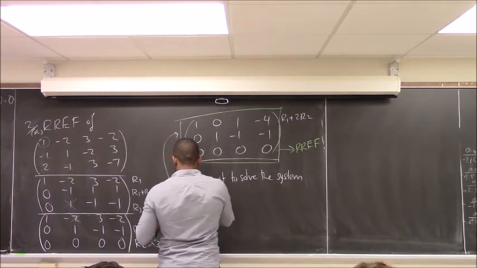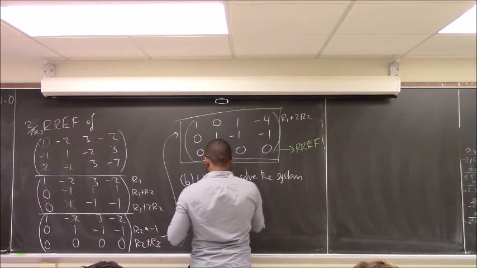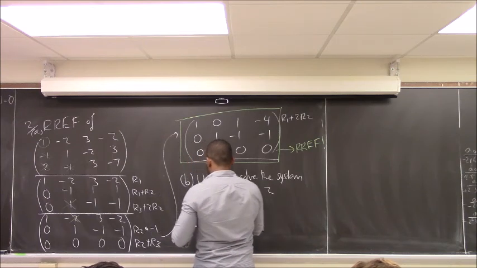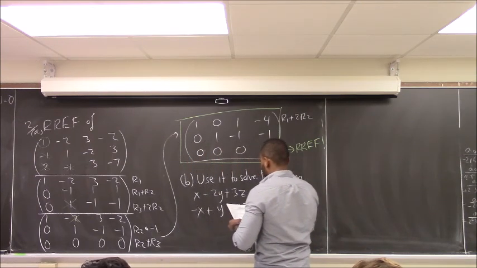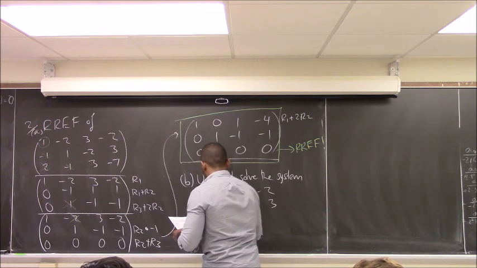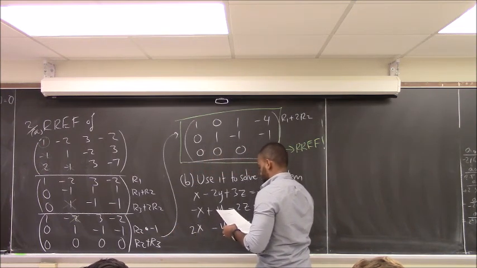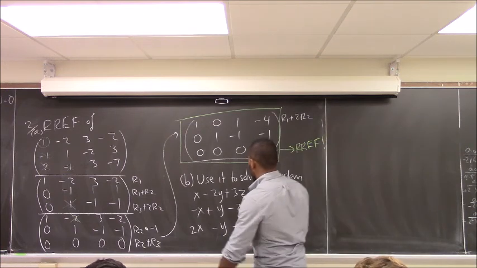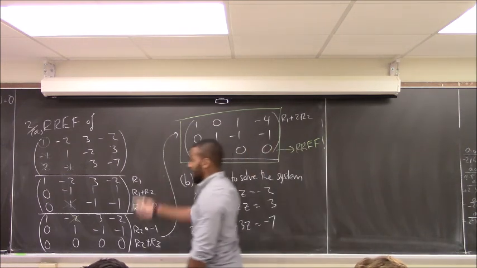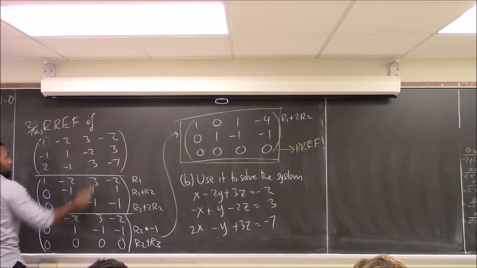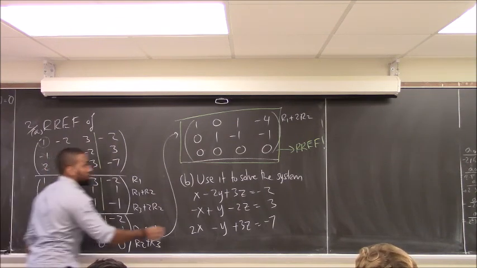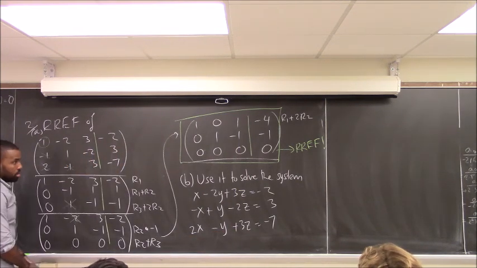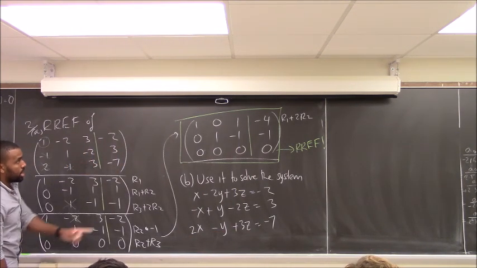Find the solution to the system x minus 2y plus 3z equals minus 2, minus x plus y minus 2z equals 3, and 2x minus y plus 3z equals minus 7. And of course, the idea here is if I were to augment this system, it would look exactly like this matrix. Except I would put a line here, here, here to represent the equal sign, but nothing else would have changed essentially. And then this system would reduce to that.